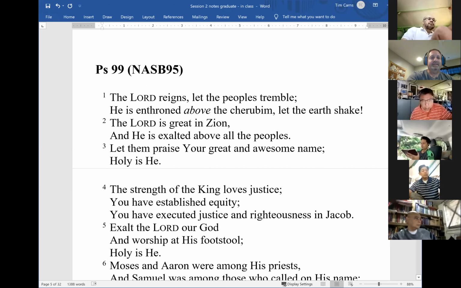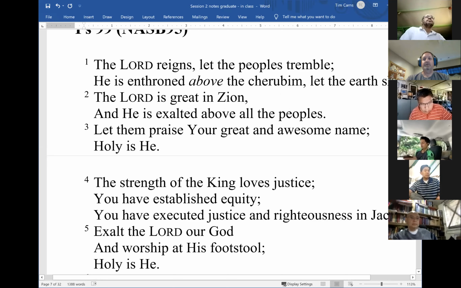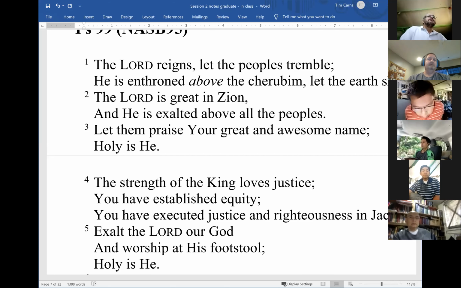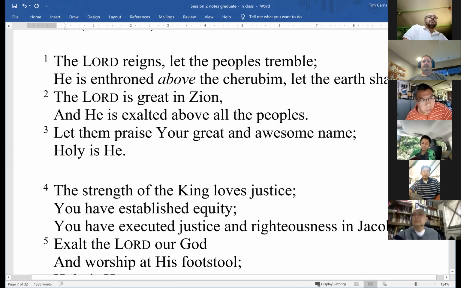Psalm 99. And I'm going to ask Brother Manny if you can read verses 1 through 3. And then, let's see, Pastor Renee, if you can read verses 4 to 6. And then Pastor Tabs, if you could read verses 7 through 9. All right? So we'll start with you, Manny.